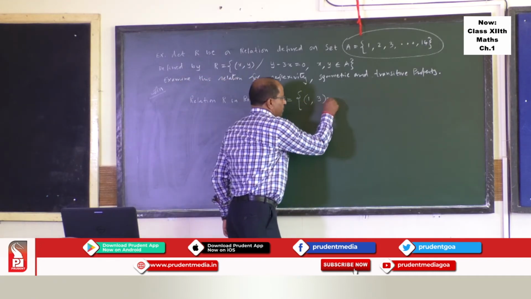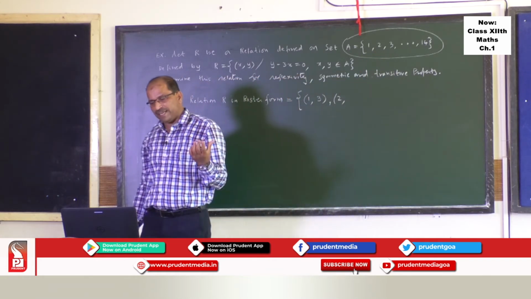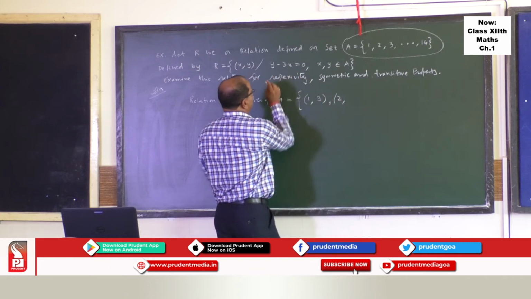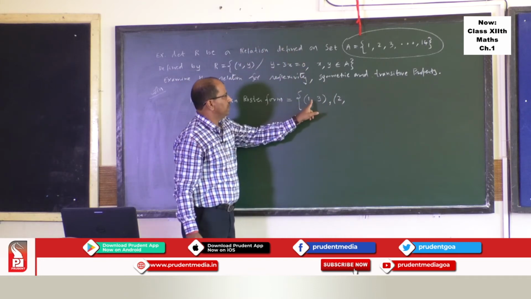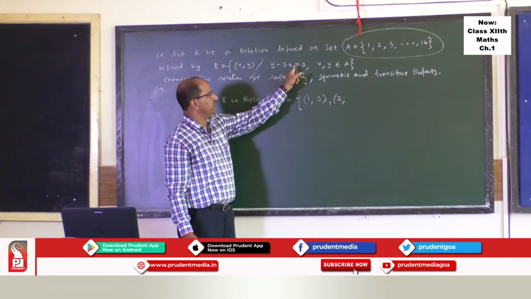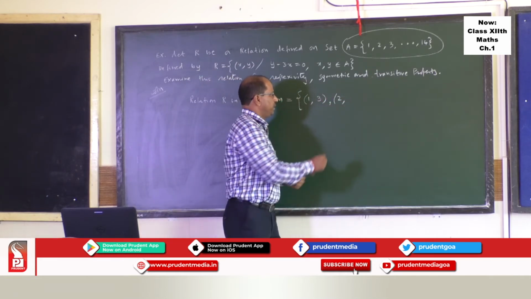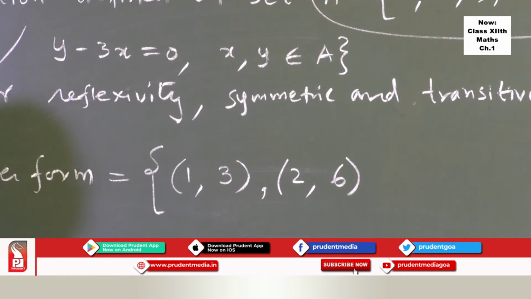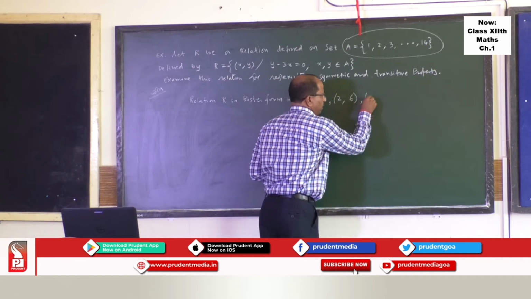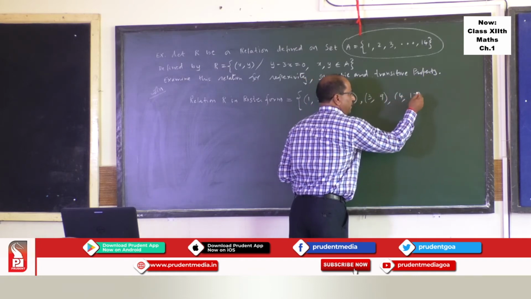If I take the second element as 2, because I start with the next element here, in the parent set next element is 2. So, if I take second element as 2, then according to this definition y minus 3x equal to 0, in easier terms it will be y equal to 3x. So, 3 times 1 will be 3. Same way 3 times 2 will be 6. So, second ordered pair which belongs to this relation is 2 comma 6. And similarly, third one would be 3 comma 9 and 4 comma 12, and that is it.